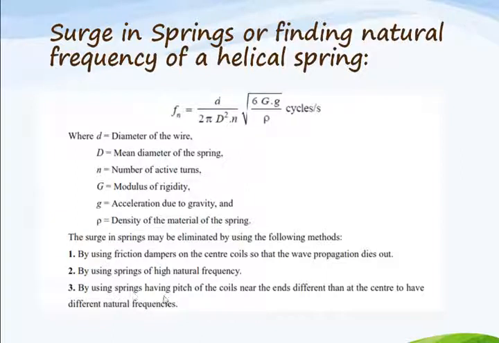Another method is using springs having pitch of the coils near the ends different than at the center to have different natural frequencies. You can also use this pitch variation compared to the center of the coils. The ends of the coils will take a different pitch, then the natural frequencies will differ and the spring won't fail. You can also use this method. These are the methods to eliminate the surge in springs.